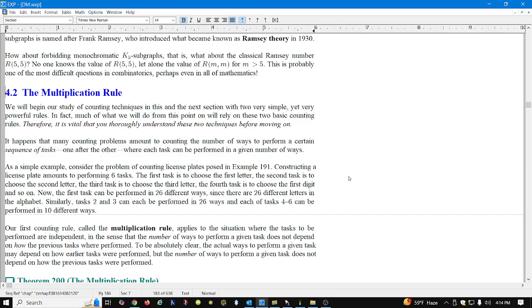Now it happens that many counting problems amount to counting the number of ways to perform a certain sequence of tasks. By sequence, I mean you perform the first task, then the second, then the third, and so on. And each task can be performed in a certain number of ways, and you know how many ways each task can be performed. What you're looking for is the number of ways that the entire sequence of tasks can be performed.